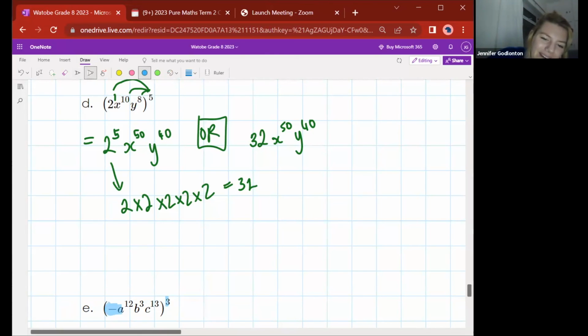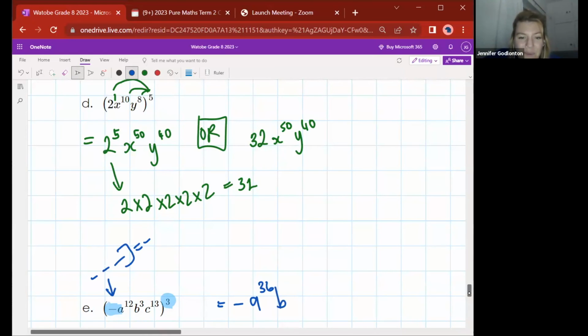The trap here was that it's not to an even power, it's to an odd power. There are 3 negatives, and 3 negatives would give us a negative answer. So that would be negative A to the power of 36, B to the power of 9, C to the power of 39.